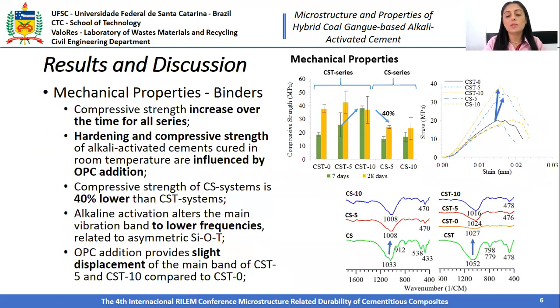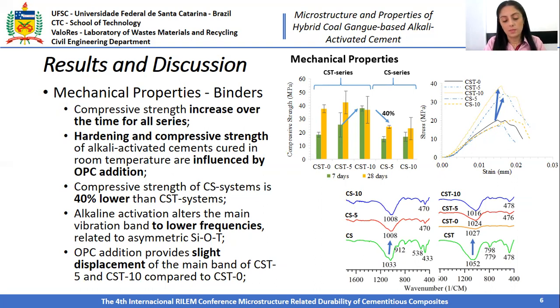Hardening and compressive strength of alkali activated cements cured at room temperature were influenced by Portland cement addition. There is an increase in compressive strength over the ages. The compressive strength was higher for hybrid cements than for CST0. Reaction kinetics and microstructure formation were accelerated by the addition of calcium sources, which implies strength development and increase of stiffness. Compressive strength of a CS system is 40% lower than CST systems, and it was not influenced by addition of Portland cement.